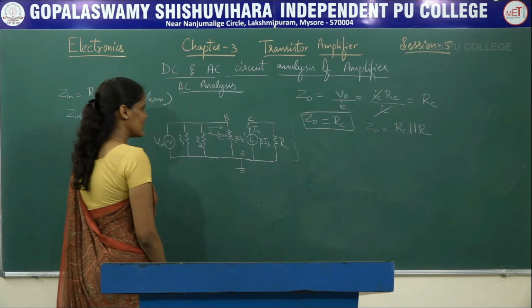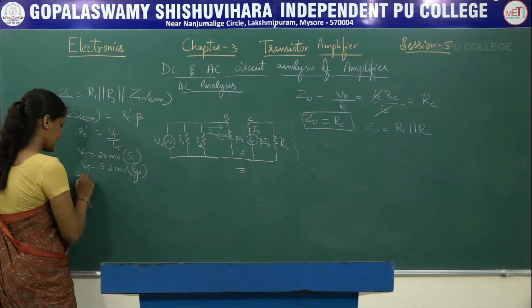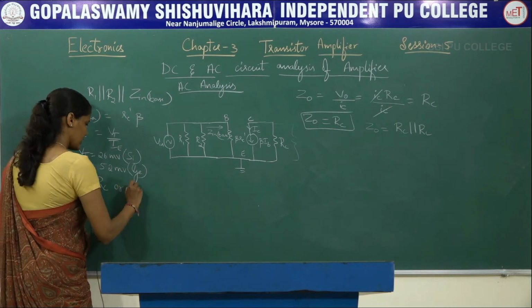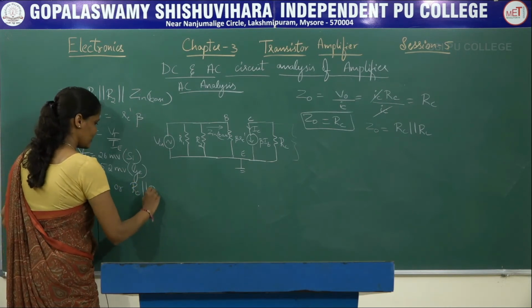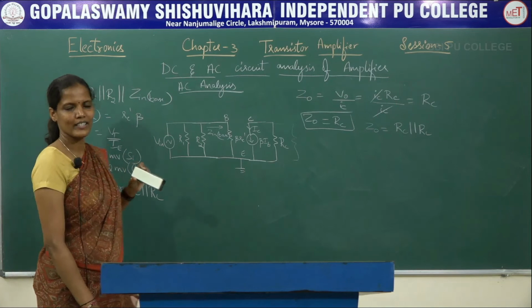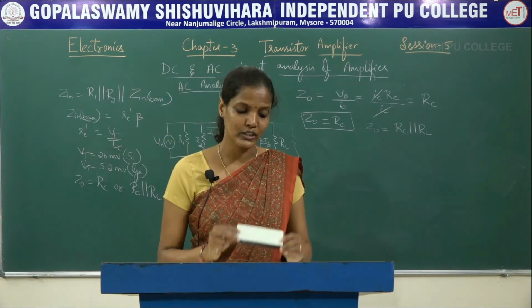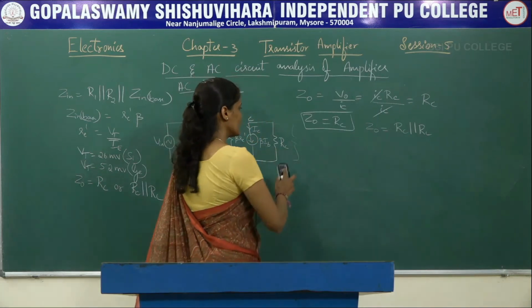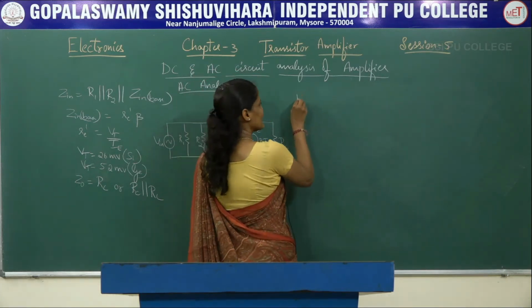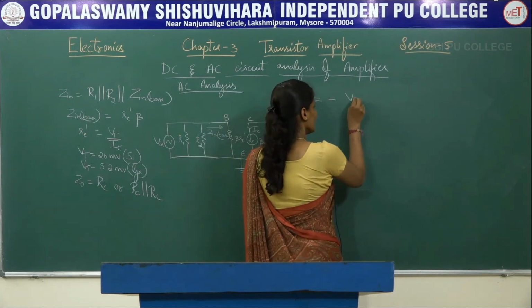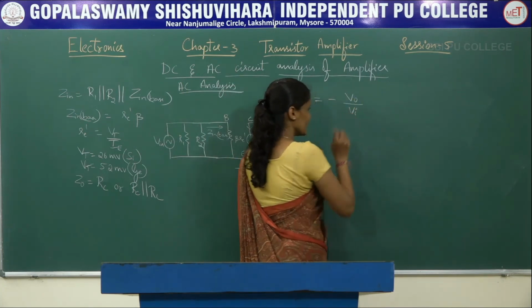If not, Z0 value is just Rc. Z0 is equal to Rc, or Rc parallel to RL if the load resistor is connected. Now let us try to find the expression for the voltage gain, that is equal to AV. The voltage gain which is denoted by AV is nothing but minus of output voltage divided by input voltage.